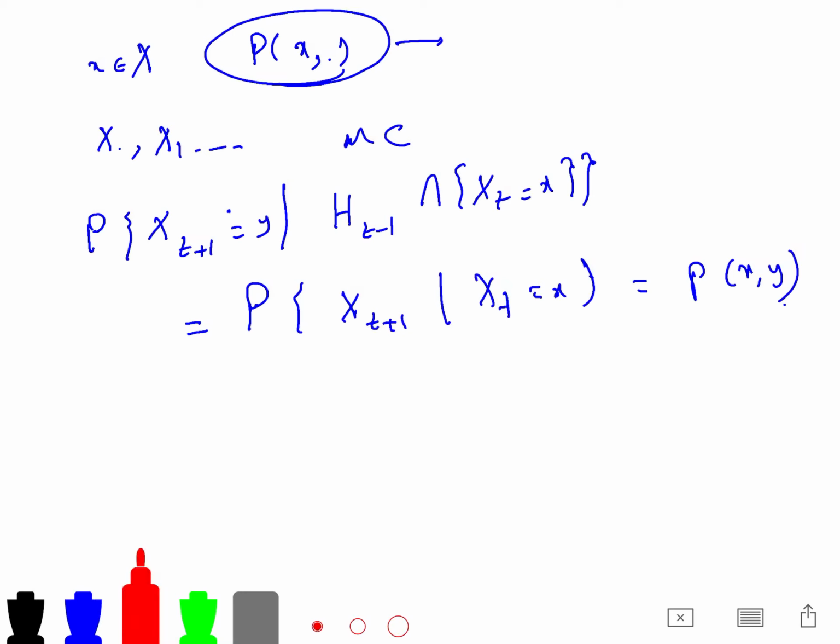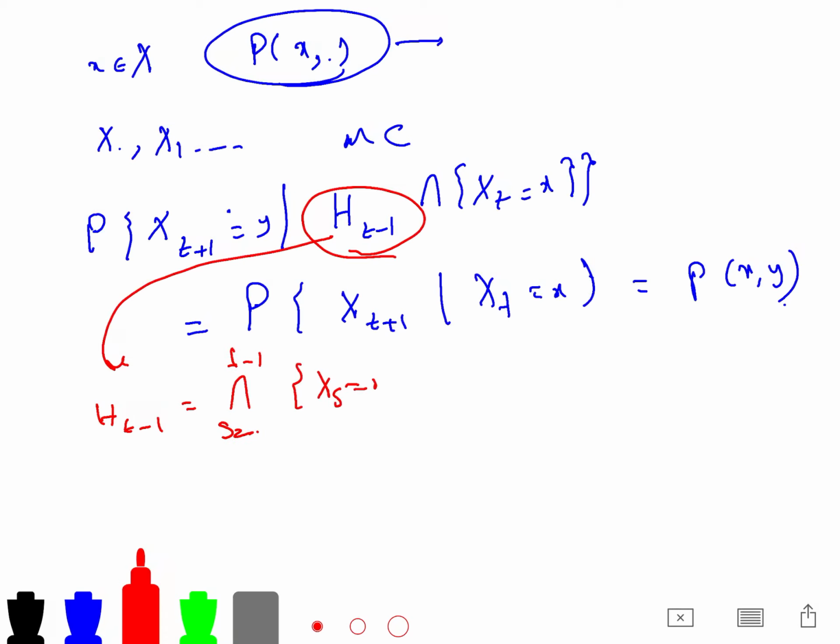And of course, H_{t-1} is the intersection of all these events. And so the transition matrix is a probability matrix, the number of vertices times the number of vertices. So this is big.